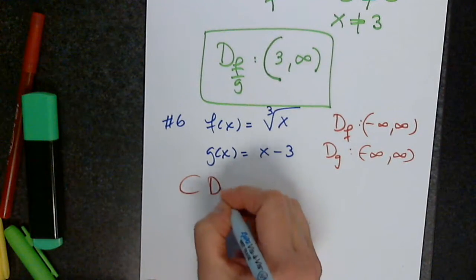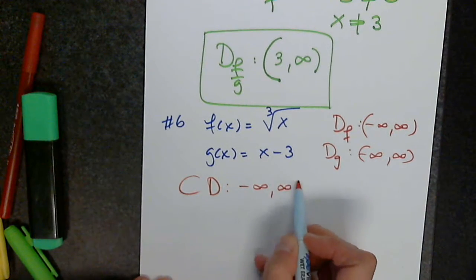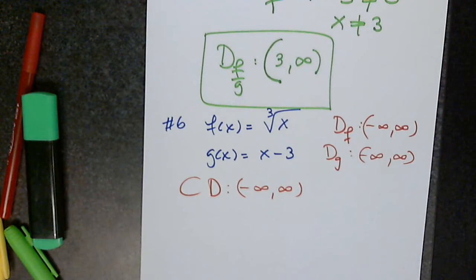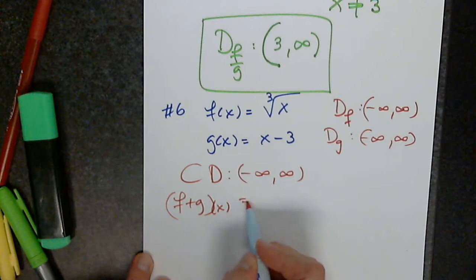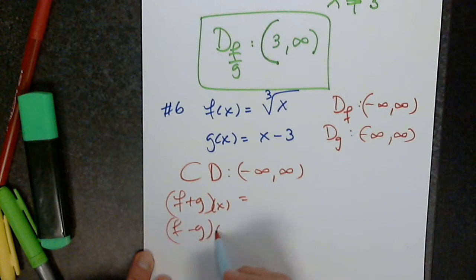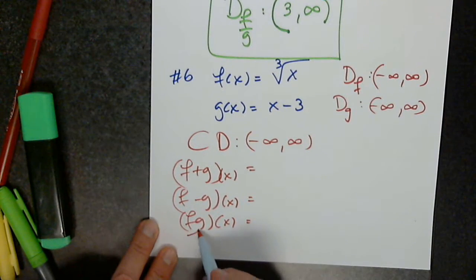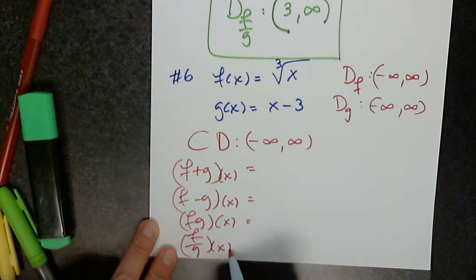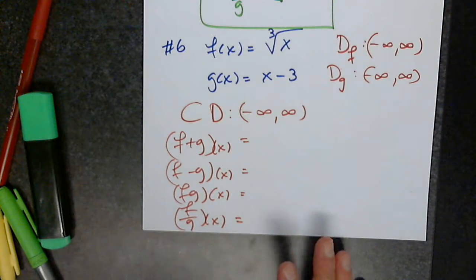So what is the common domain then? Right, no problems whatsoever. Till I get to the ratio. I don't know anything about the ratio just yet. So then you will give me the sum. You will give me the difference. You will give me the product. And then you'll give me the ratio. And then I will ask you to find the domain of the ratio. Please give me these, and I'll take attendance in the meantime.